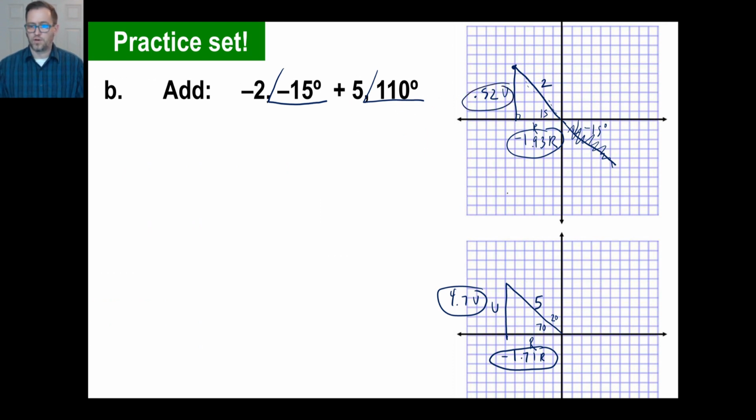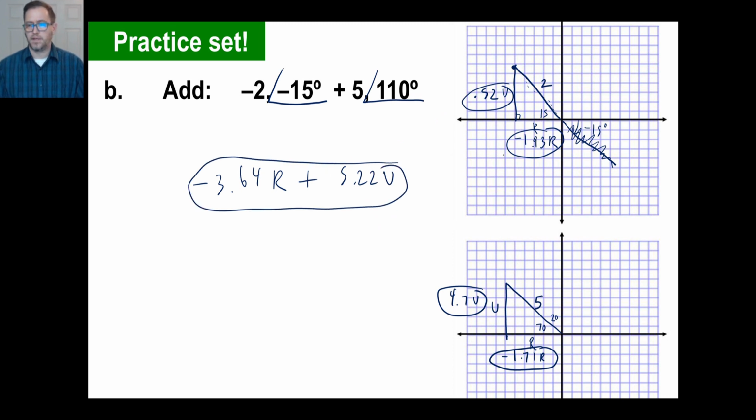Okay, so add these together. We're going to have our R's first. We'll have negative 1.93 plus negative 1.71. That'll give us negative 3.64R. And then plus, we'll have 0.52 plus 4.7. That'll give us 5.22U. So that's the same thing again as telling the captain, hey, we're here. What you need to do from your base is to go west 3.64 miles and then go north 5.22 miles and you'll see us.